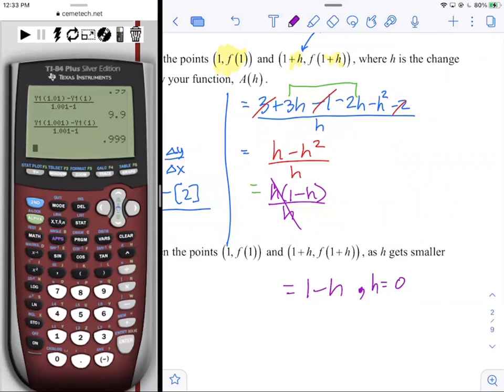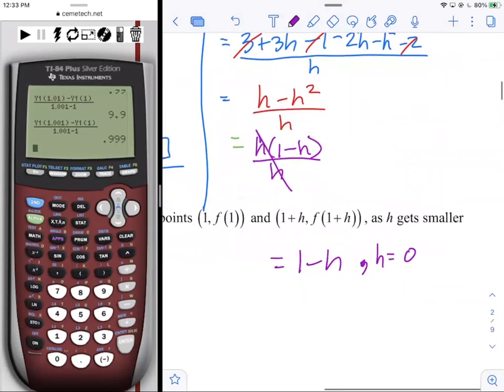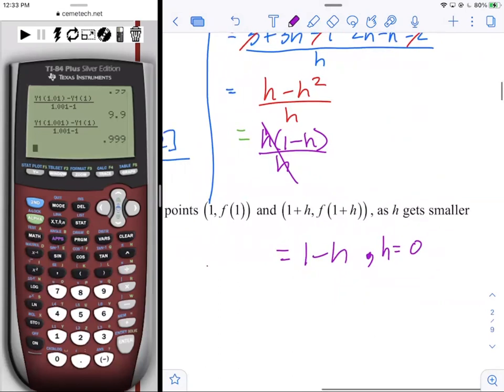Now, notice this is a function of h. So on the back end here, as Landon was recommending in the beginning, you can call this average rate of change of h, or A of h for short, or capital C for secant slope of h.